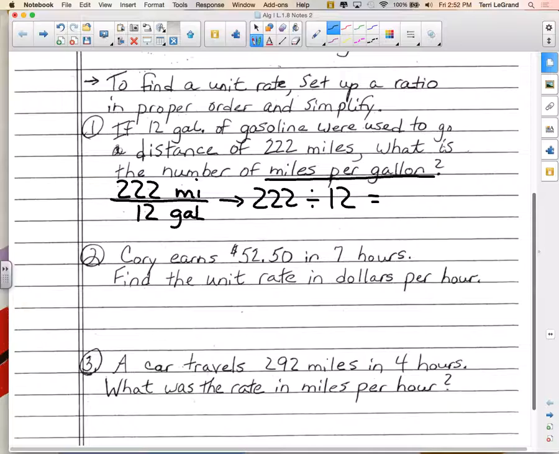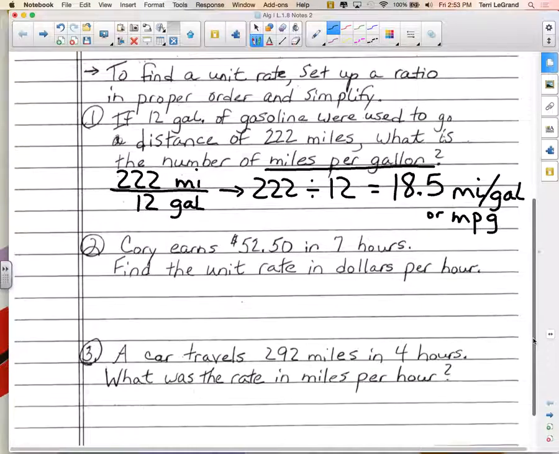How many? 18.5? Okay. So it goes in there 18.5 times, so it's 18.5 what? Miles per gallon. So we could write it like this, or what would be another way we could write that label? Anybody know? What's another way you might see it? MPG, yeah. That's another way you might possibly see that same thing.